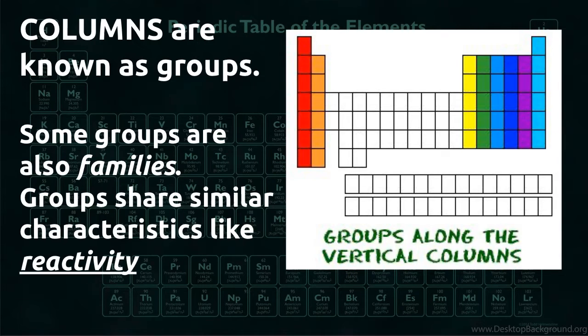Starting with the basics. Columns on the periodic table are known as groups. Some groups are also families, which you can see currently in rainbow here. Groups share similar characteristics like reactivity.